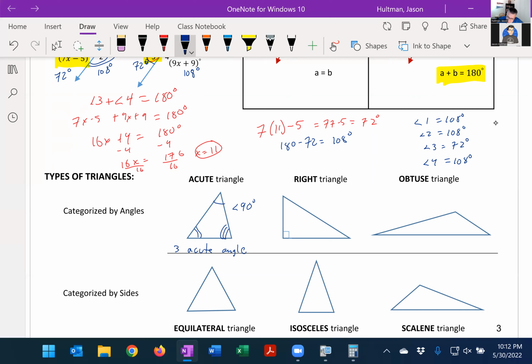Okay, or acute. Right triangle has 1 right angle. It can't have 2 right angles because then it wouldn't be a triangle. It would be kind of this open box. No way to have 2 right angles in a triangle. We can have 1 though. And if we have 1 right angle, then it's called a right triangle.